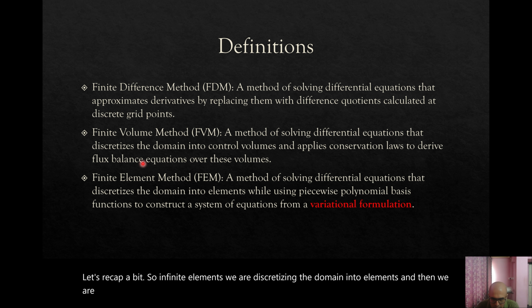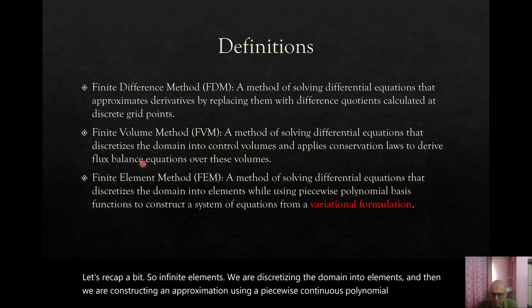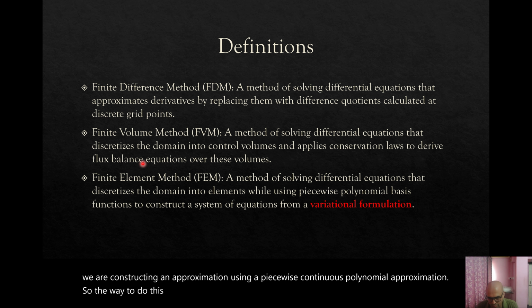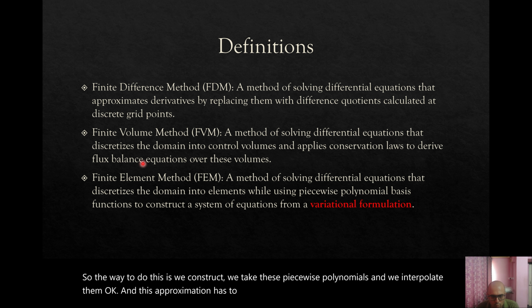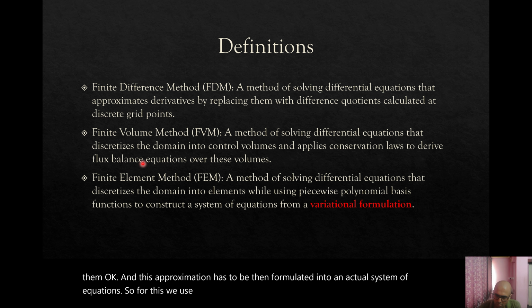an approximation using a piecewise continuous polynomial approximation. So the way to do this is we take these piecewise polynomials and we interpolate them. Okay, and this approximation has to be then formulated into an actual system of equations. So for this we use what is called the variational formulation.